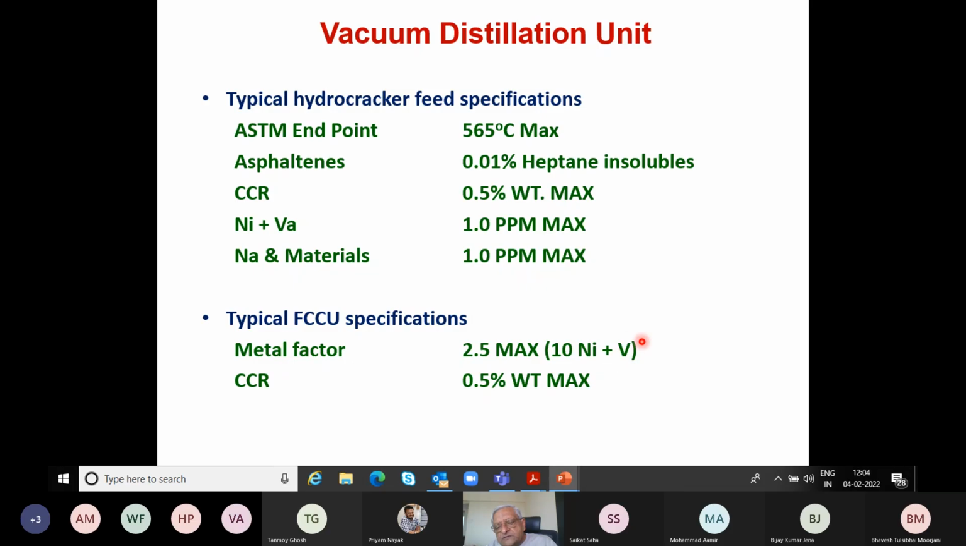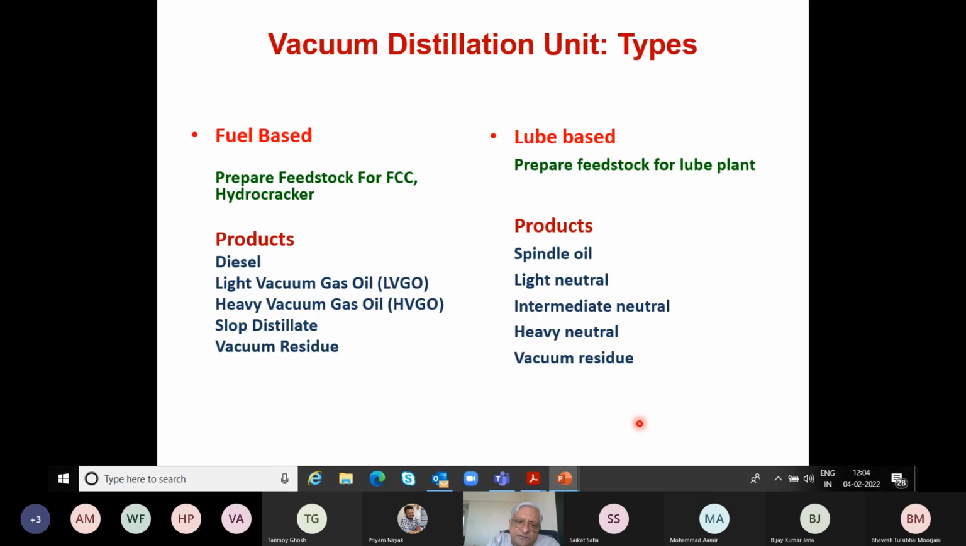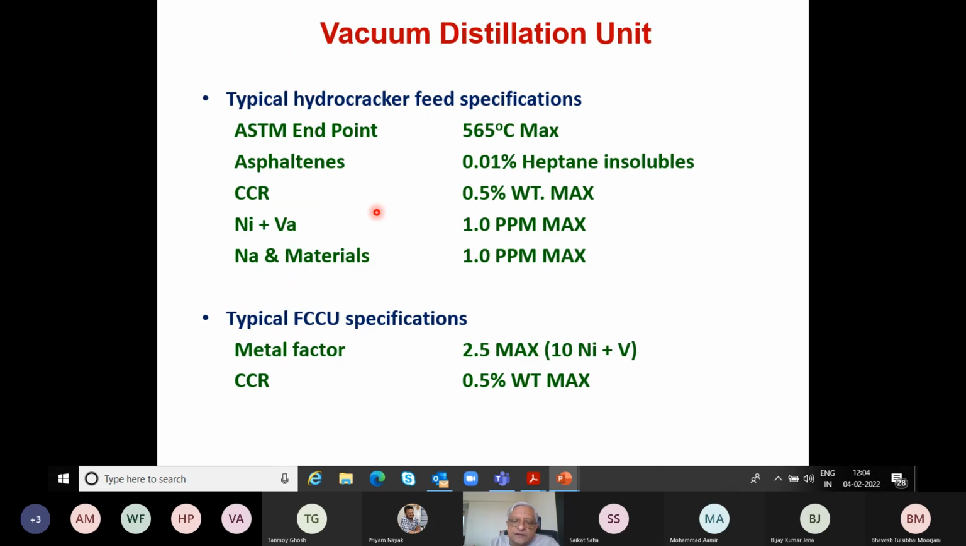And vanadium is a big poison for the FCC catalyst, and we'll get into very great detail when we talk about FCC in this class. And the conversion carbon residue. So basically, CCR is actually a function of asphaltenes, as you already know. So basically, the design and the operation of the vacuum distillation unit on the left is primarily governed by the specification of the feed in the FCC unit and the hydrocracker, depending upon which unit do you have.